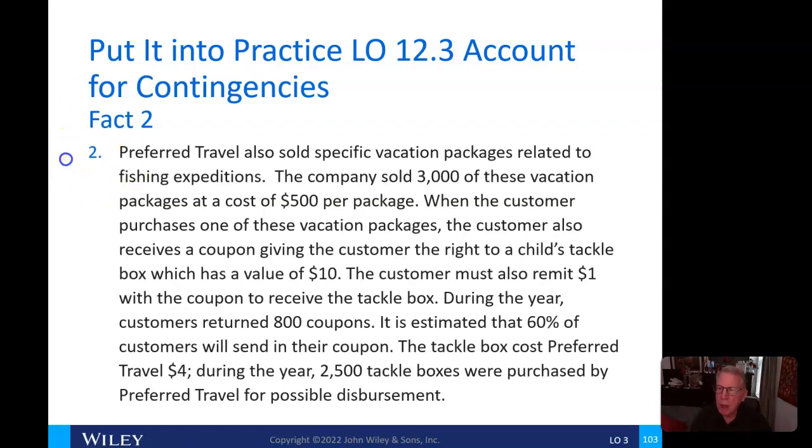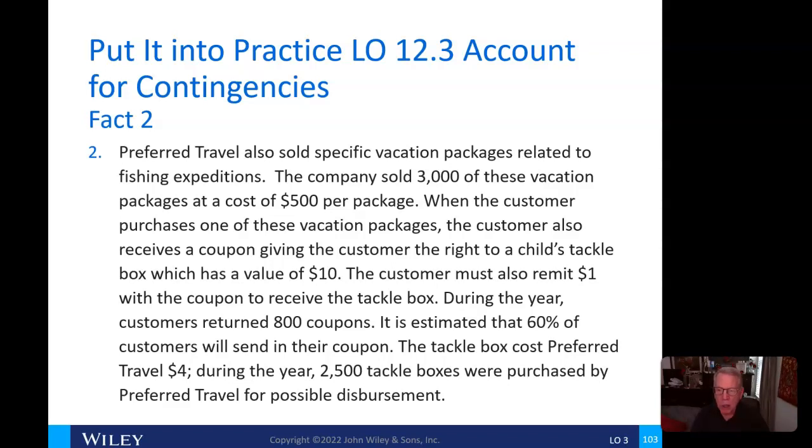Number 2, Preferred Travel also sold specific vacation packages related to fishing expeditions. The company sold 3,000 of these vacation packages that cost $500 per package. When the customer purchases one of these vacation packages, the customer also receives a coupon, giving the customer the right to a child's tackle box, which has a value of $10 and also might be used as your petty cash fund as well. Anyway, the customer must also remit $1 with the coupon to receive the tackle box.